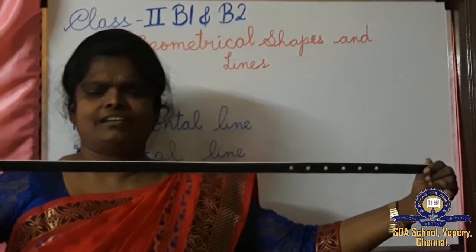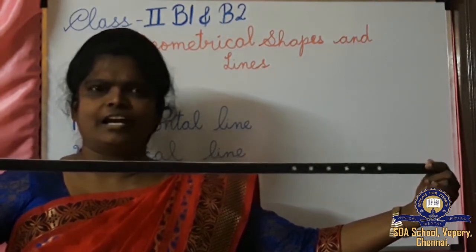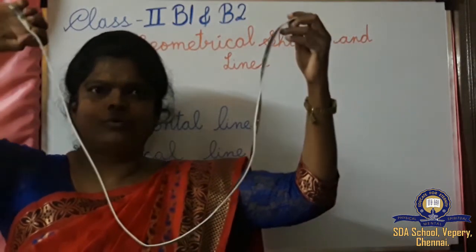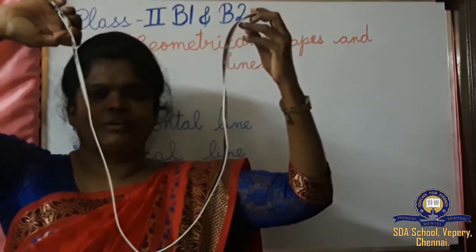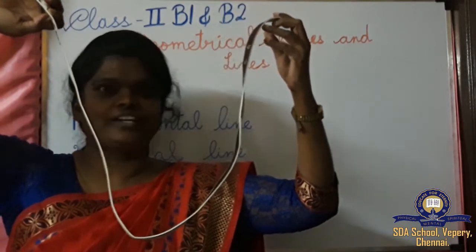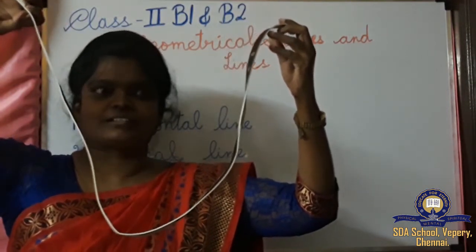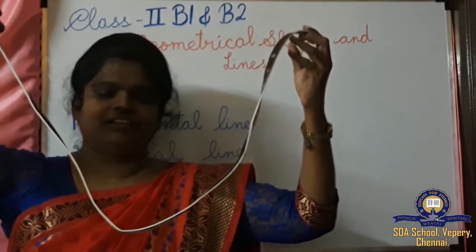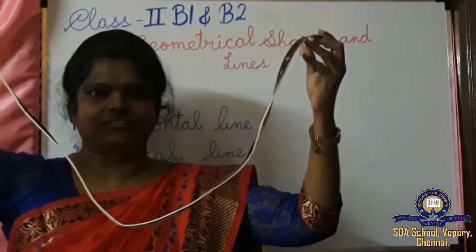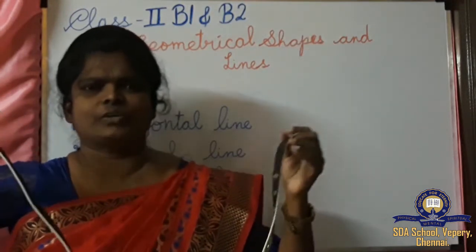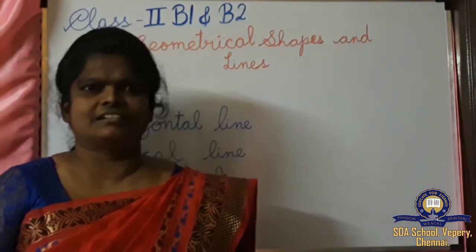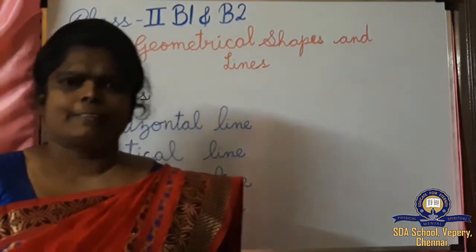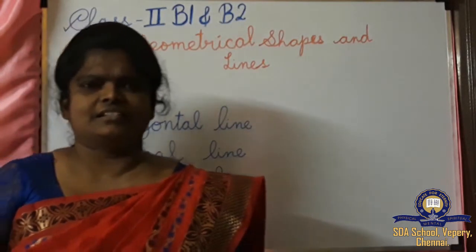Now same thing, I'm bringing both the ends close. What happened? Does it look straight? No, it's like a zigzag or it's curved. It's not standing straight, it's curved. So these are the lines we are going to learn, straight lines and curved lines. In the straight lines we have 3 types. Now we'll see the straight lines and the curved lines.